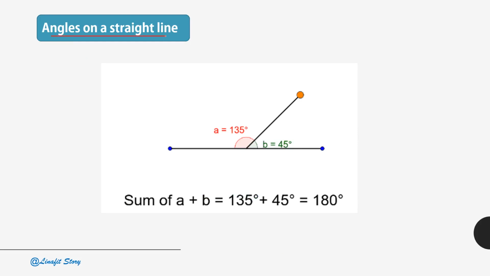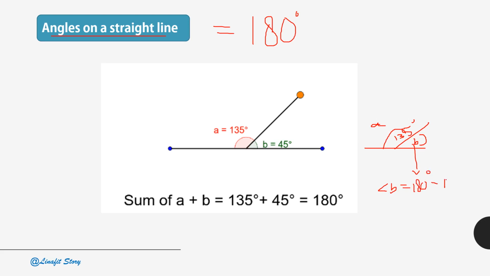Angles on a straight line. The sum of angles on a straight line is 180 degrees. So for example over here, this is A, 135 degrees. And then this is B. How to get the B? Don't forget, the sum of angles on a straight line is 180 degrees. So to get the B is 180 degrees minus 135 degrees equals 45 degrees.